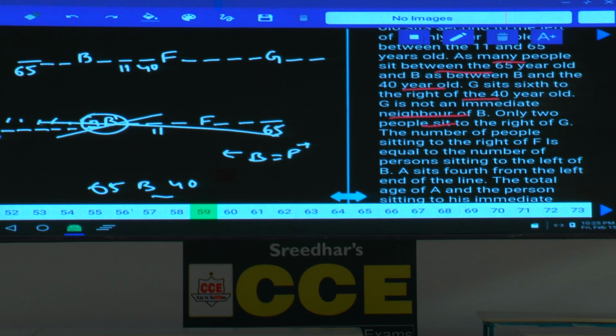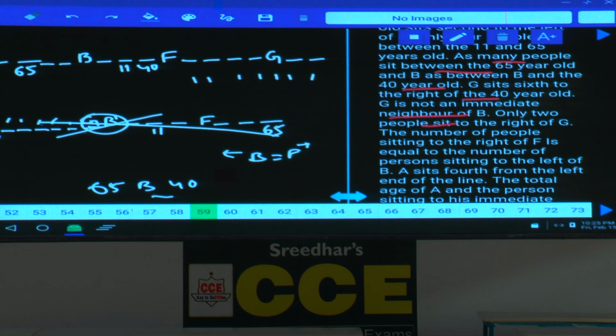Now here, how many persons are there to the right-hand side of F? 1, 2, 3, 4, 5, 6, 7. And there must be 7 persons to the left-hand side of B. 1, 2, 3, 4, 5, 6 and 7. Clear now? Then the number of people sitting to the right of F is equal to the number of persons sitting to the left of B. A sits fourth from the left-hand end of the line.